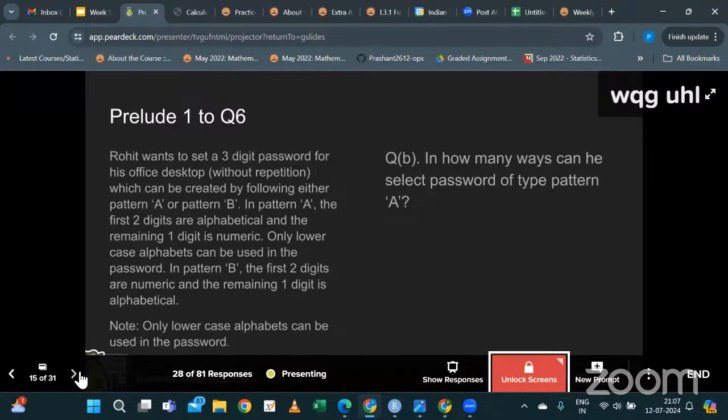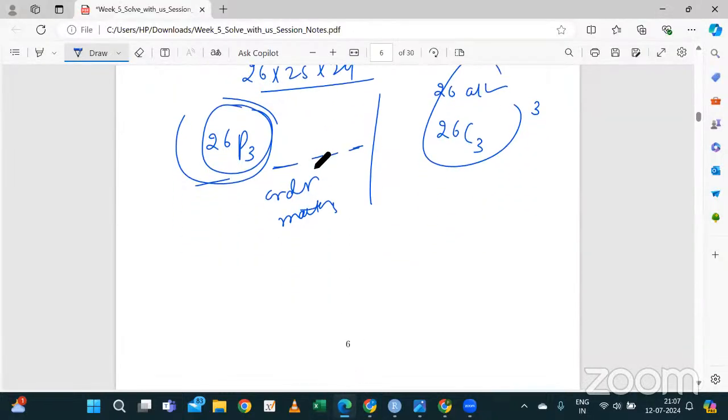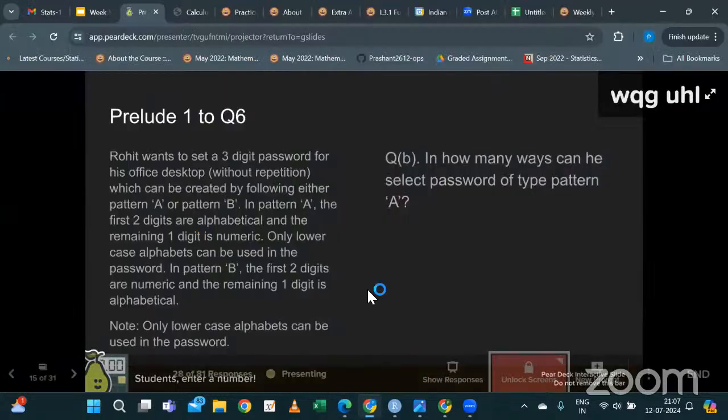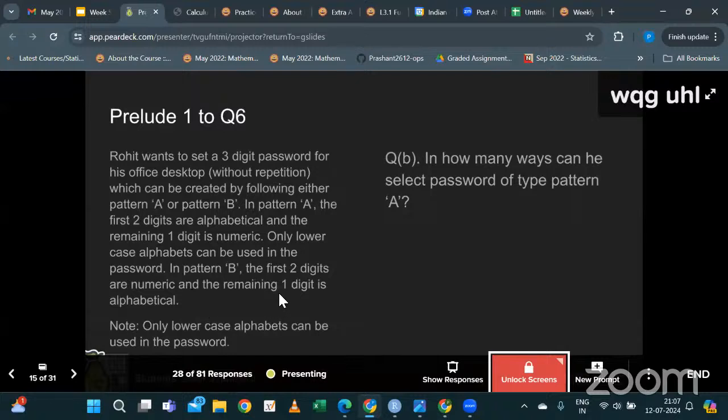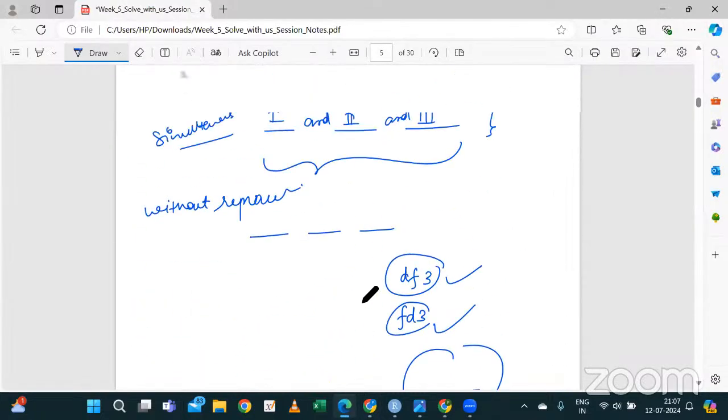Sir, can you please explain replacement? I don't understand. So replacement means with repetition, and without replacement means without repetition. With replacement, you can repeat the number, and without replacement, you can't repeat. Sir, I had a small doubt: I couldn't understand when to use combination and when to use permutation. Can you please briefly explain that once again?